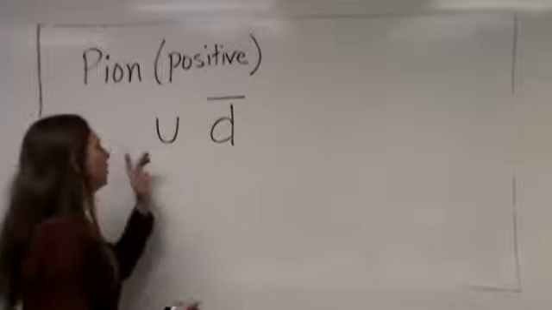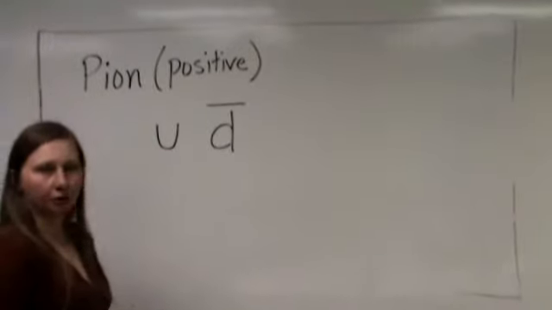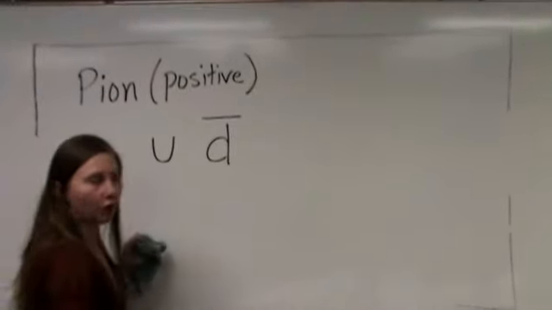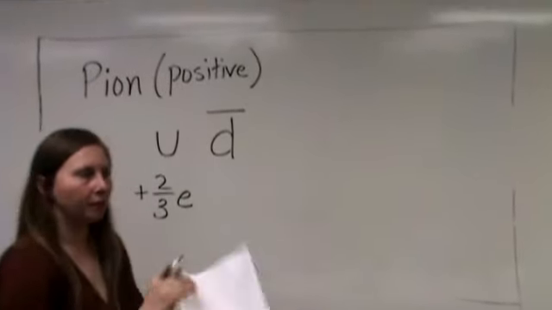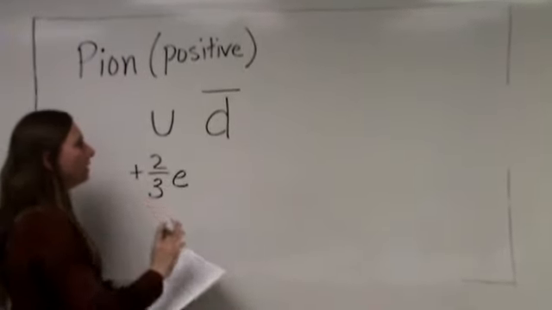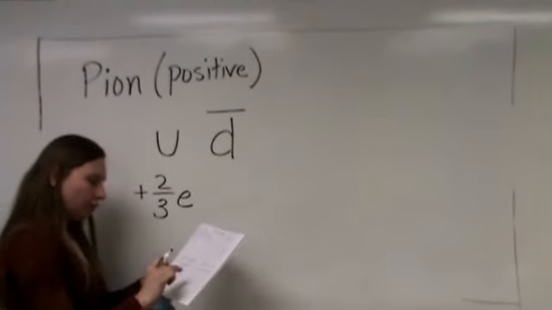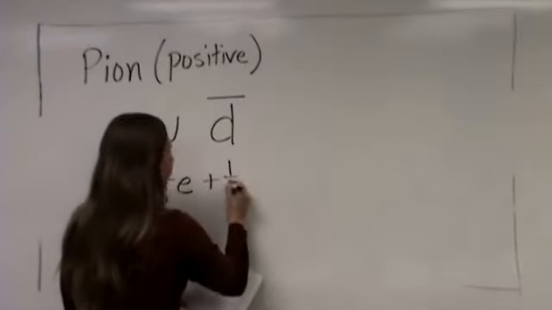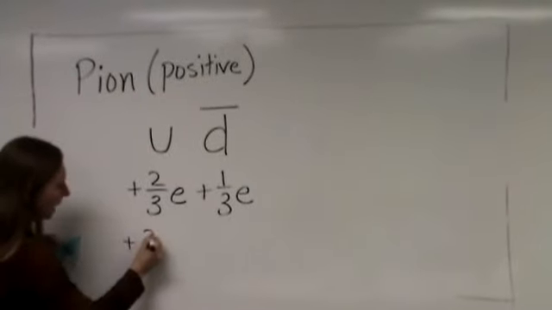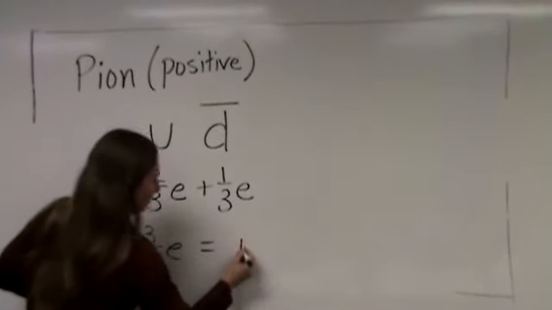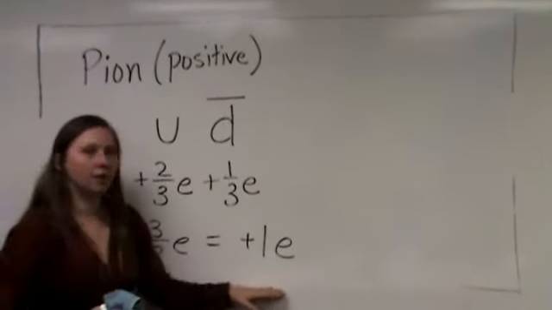Now let's figure out the charge on this specific meson called a pion, a positive pion. The up quark, we look on the chart, is positive 2/3 e. Now, a down quark is negative 1/3, but this is a down antiquark, so change the sign. This is positive 1/3 instead of negative 1/3. Add it all up, we get positive 3/3. So the charge of this pion is positive 1e.